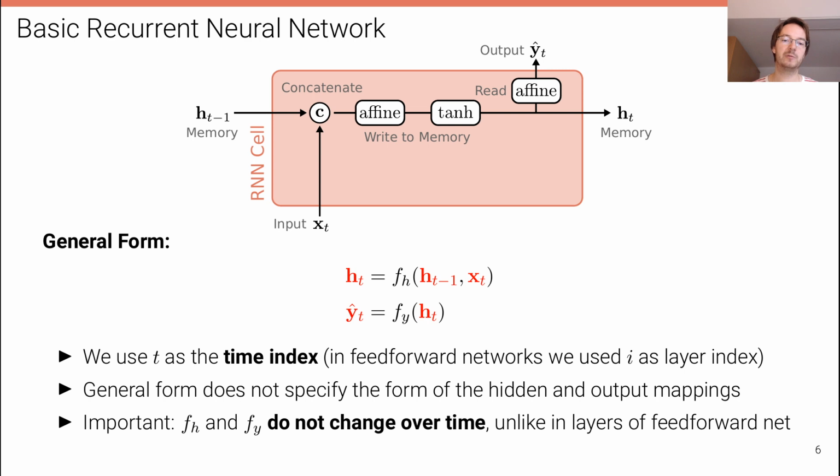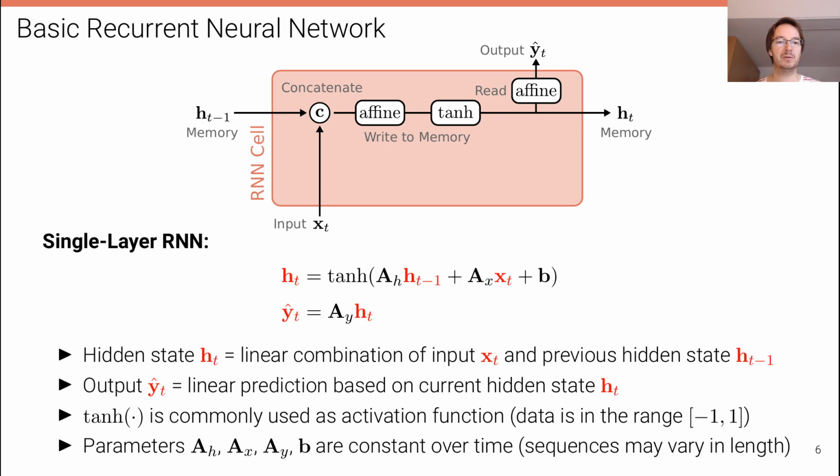So this general form does not specify the form of the hidden and the output mappings, but one of the most basic implementations of a recurrent neural network is the so-called vanilla single layer RNN, which uses an affine transformation on the inputs and a tanh nonlinearity, and then an affine transformation to produce the output.